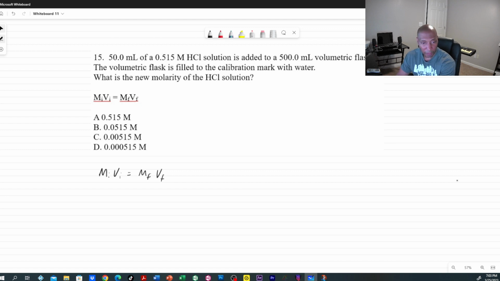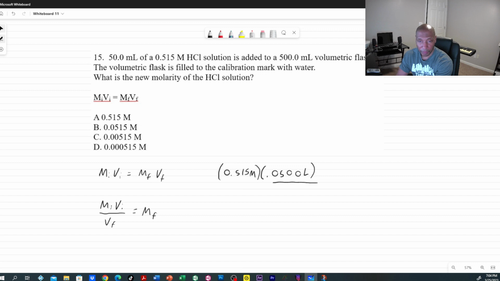Okay, so like I said before, since I'm trying to solve for M sub f, my final molarity, I'm going to say M sub i times V sub i is equal to M sub f times V sub f. Now, of course, I know I can divide both sides by V sub f, in which case you end up with this. Now notice I have M sub f by itself in the numerator. So once I multiply my initial molarity times my initial volume and divide by my final volume, I'm going to have my final molarity.